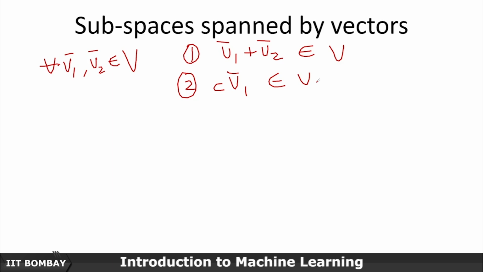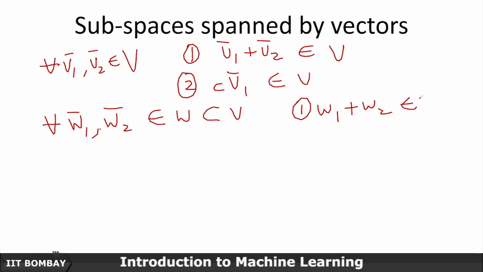Now, if we have a subset of this, so let us say we have two vectors W1 and W2 that belong to a set W, which is a subset of V, and this set W is also a vector space, then we say that W is a subspace of the vector space V. Which means that this should also satisfy W1 plus W2 belongs to capital W, and any constant times W1 also belongs to capital W. In that case W is a subspace of V.